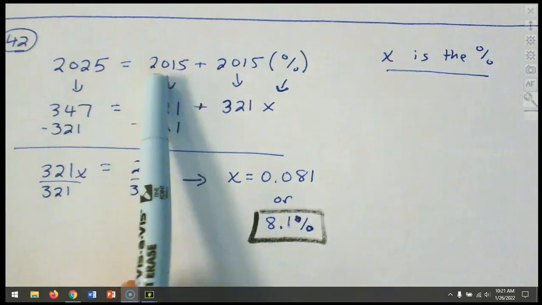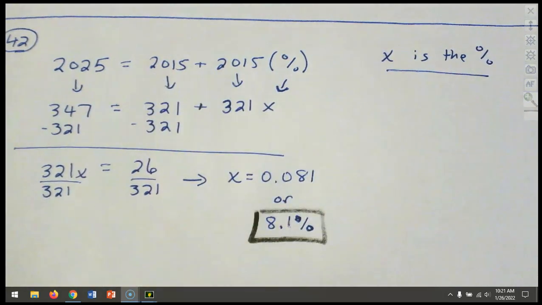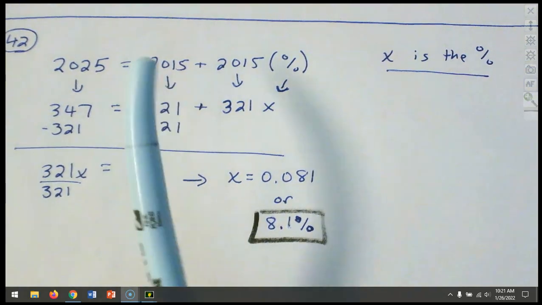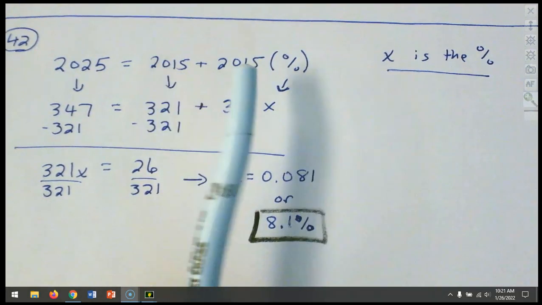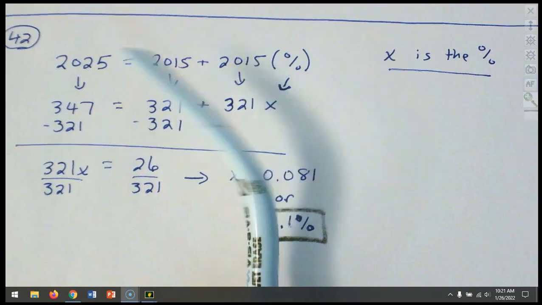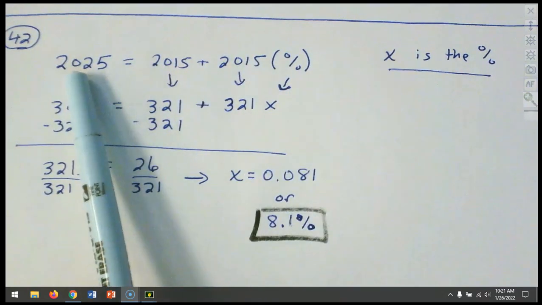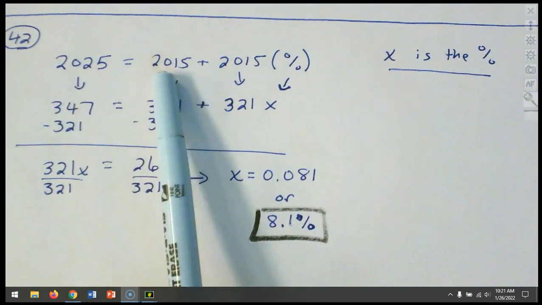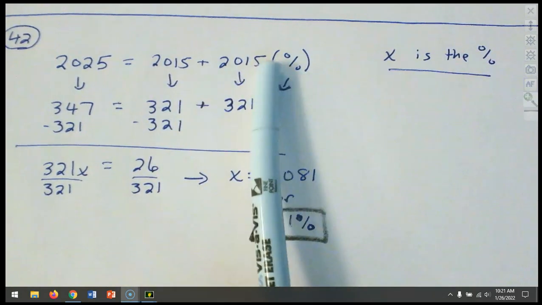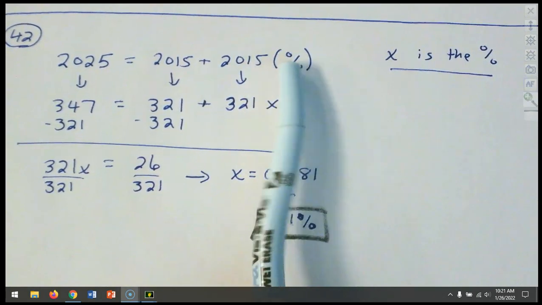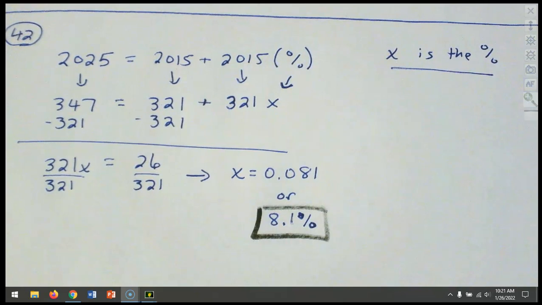So see how we did it. Think about it as going to the store and buying an item. This is the item. This is the tax on that item. This is how much your total bill is. Right? Same thing. Always you got something added to a percent, but that percent has to be linked to something else. It can't just be by itself. It has to have that variable x attached.